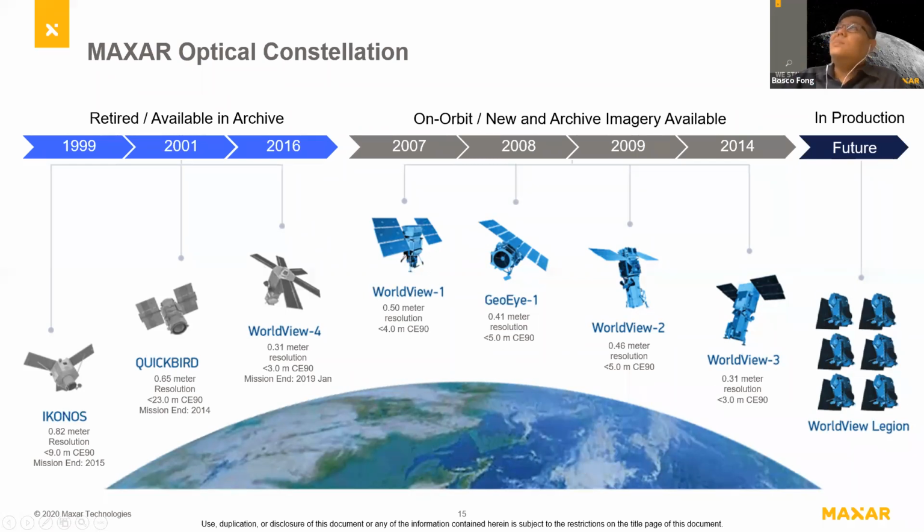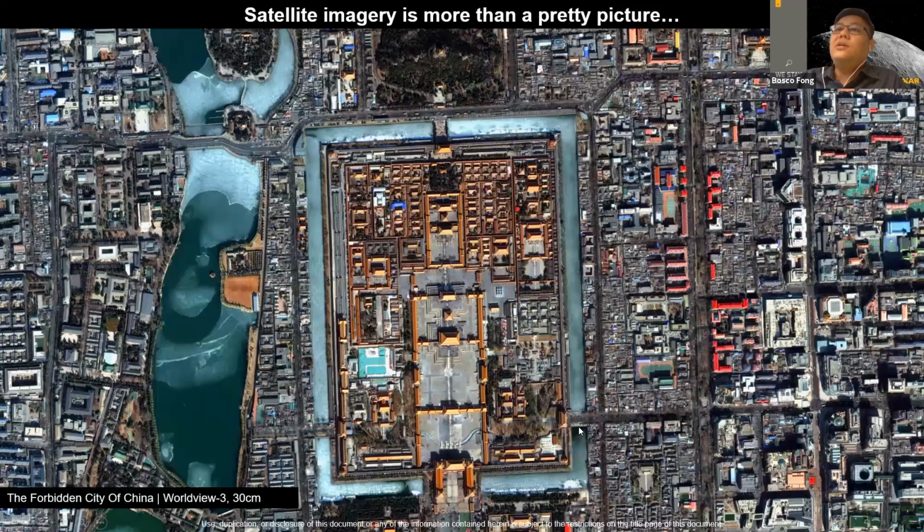Okay, so this is another example, high resolution satellite imagery. As you can see, this is overseas in China, the location is the Forbidden City of China. Satellite imagery is not just a picture. You may try to think what kind of information you can get from the satellite imagery.